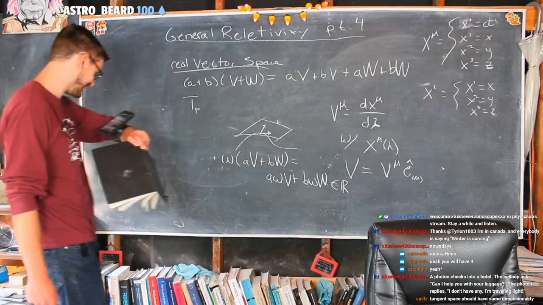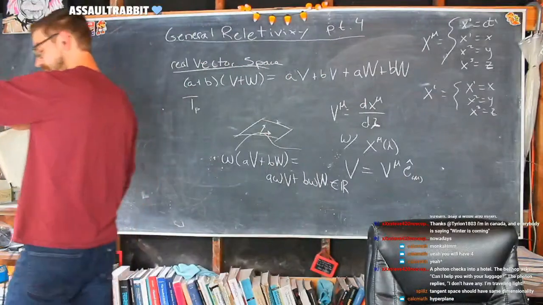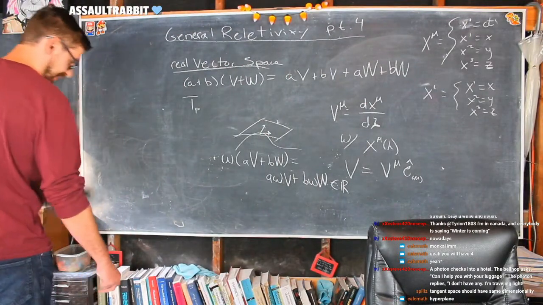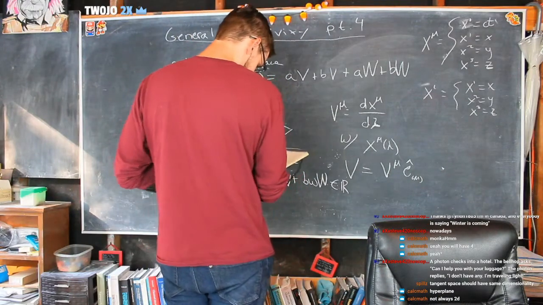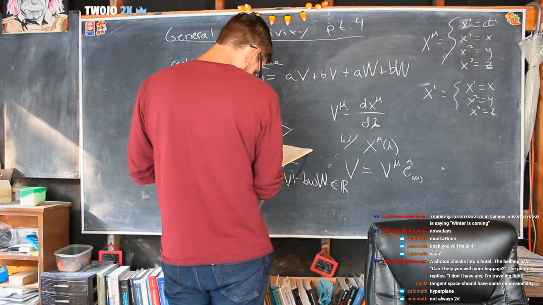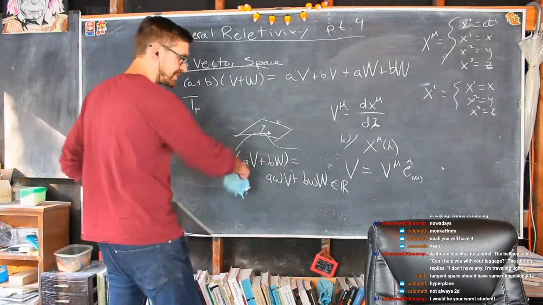Come on. Tangent space should have the same dimensionality. Hyperplane. Okay, so there's an actual thing, so it's a hyperplane. Okay, I'll have to look into that. Cool. I haven't gotten into that part yet. Interesting. But that's what we get to, and now we want to switch it over to tensors, because we have a good way to go.